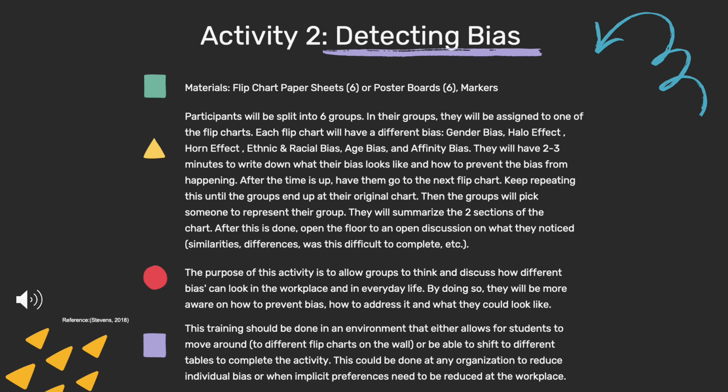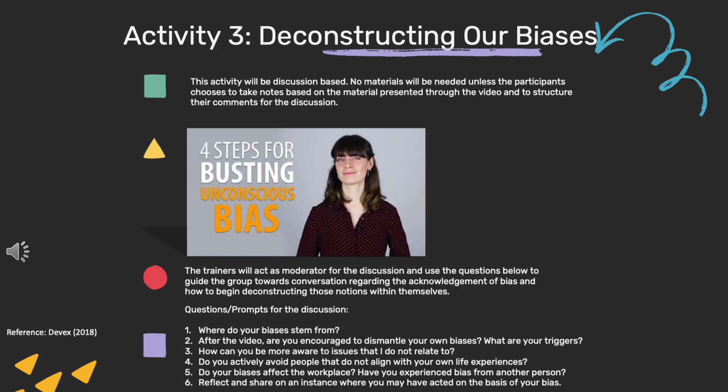By doing so, they will be more aware on how to prevent bias, how to address it, and what they think it could look like. This training should be done in an environment that either allows for students to move around to different flip charts on the wall or be able to shift to different tables to complete this activity. This could be done at any organization to reduce individual bias or when implicit preferences need to be reduced in the workplace.